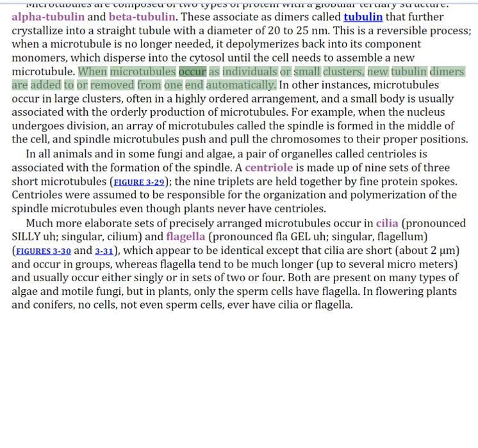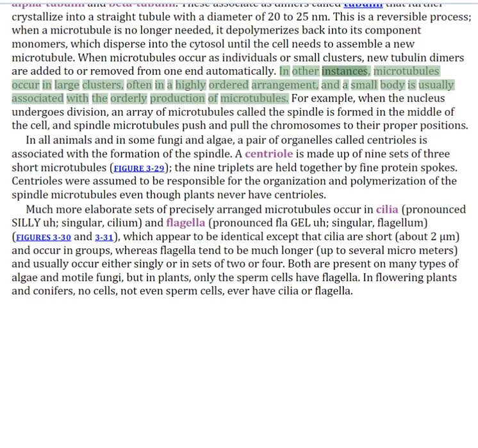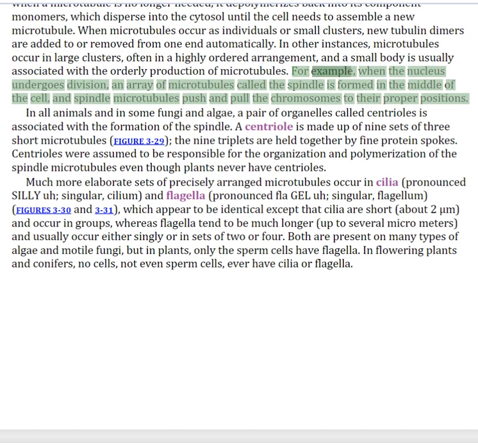When microtubules occur as individuals or small clusters, new tubulin dimers are added to or removed from one end automatically. In other instances, microtubules occur in large clusters, often in a highly ordered arrangement, and a small body is usually associated with the orderly production of microtubules. For example, when the nucleus undergoes division, an array of microtubules called the spindle is formed in the middle of the cell, and spindle microtubules push and pull the chromosomes to their proper positions.